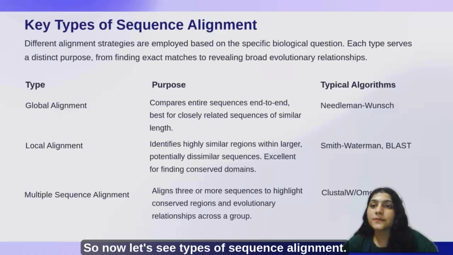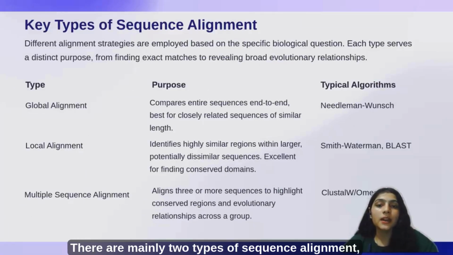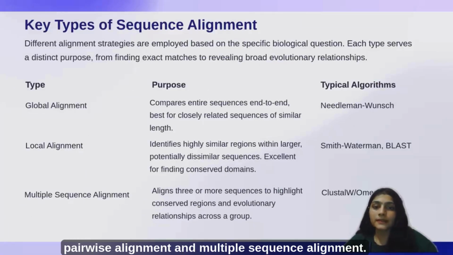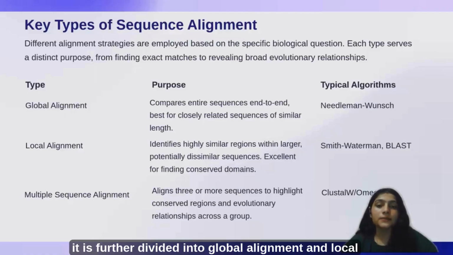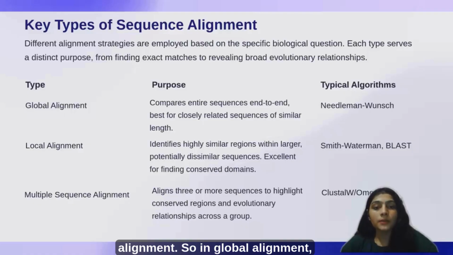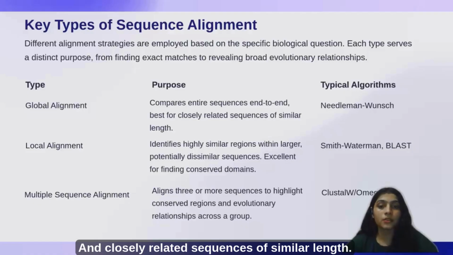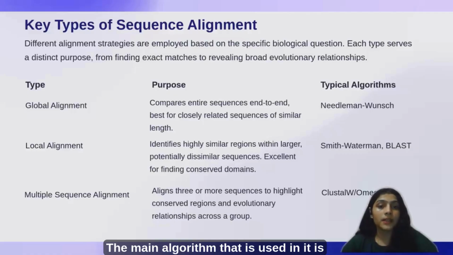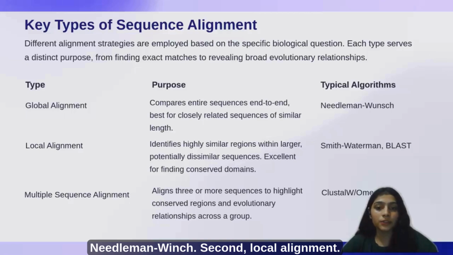So now let's see types of sequence alignment. There are mainly two types of sequence alignment, pairwise alignment and multiple sequence alignment. Pairwise alignment is further divided into global alignment and local alignment. In global alignment, it compares entire sequences end to end, best for closely related sequences of similar length. The main algorithm that is used in it is Needleman-Wunsch.